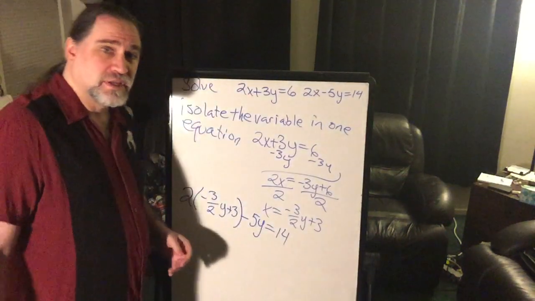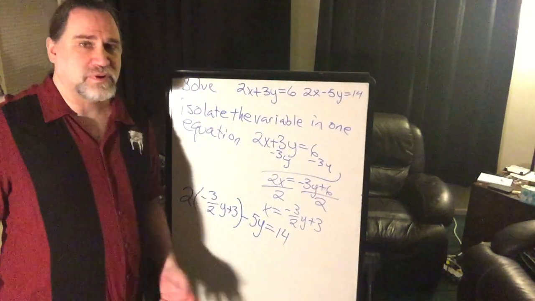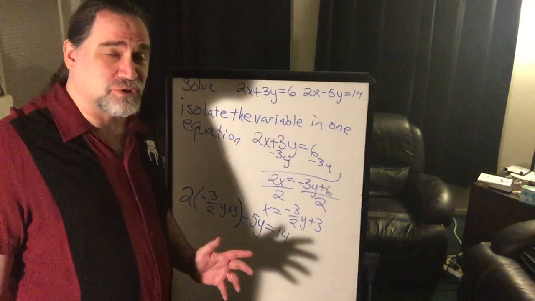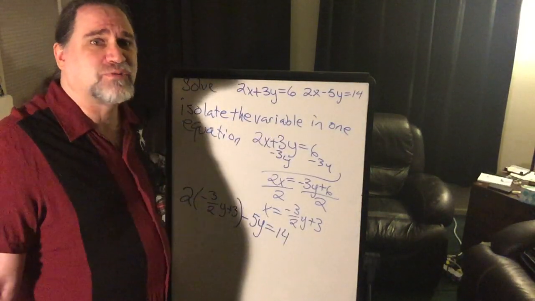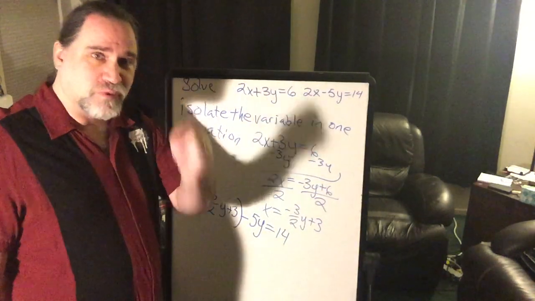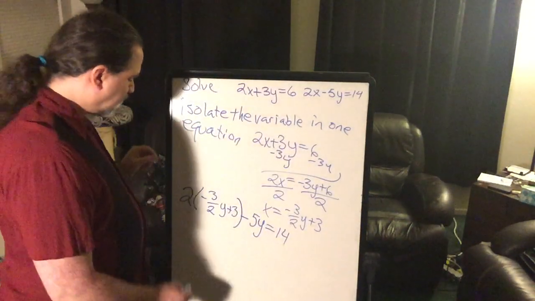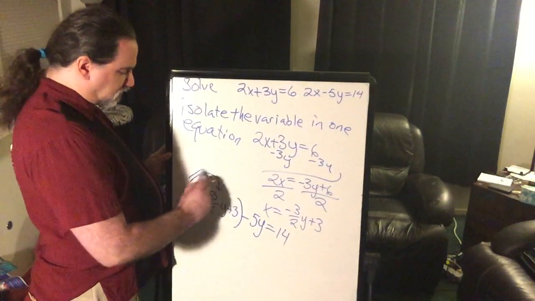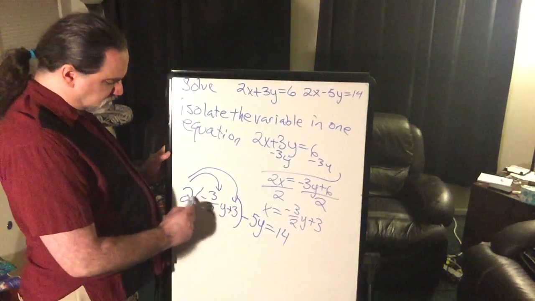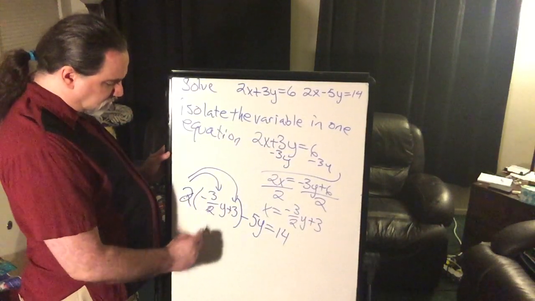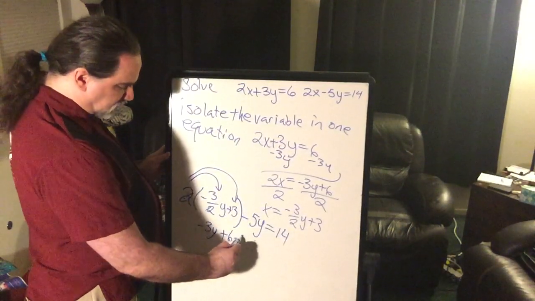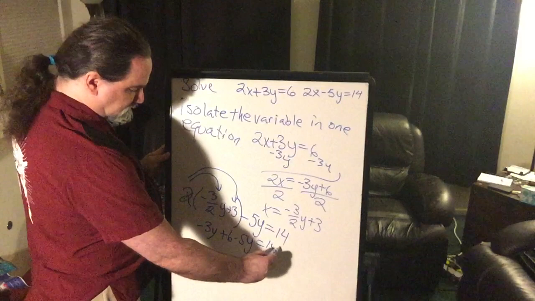Ugh, what a mess. I got fractions, I got distributed fractions, but you know, it still beats graphing, I can assure you. Graphing, you'd be trying to figure out where is 14/5 on a graph. I couldn't pinpoint that. Okay, so now I do my distributive property. 2 times negative 3/2, well, these 2's reduce, and I'm left with negative 3y. 2 times 3 is 6, minus 5y equals 14.